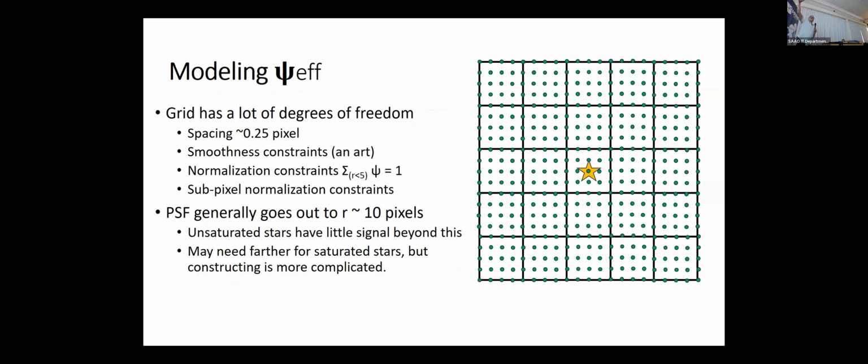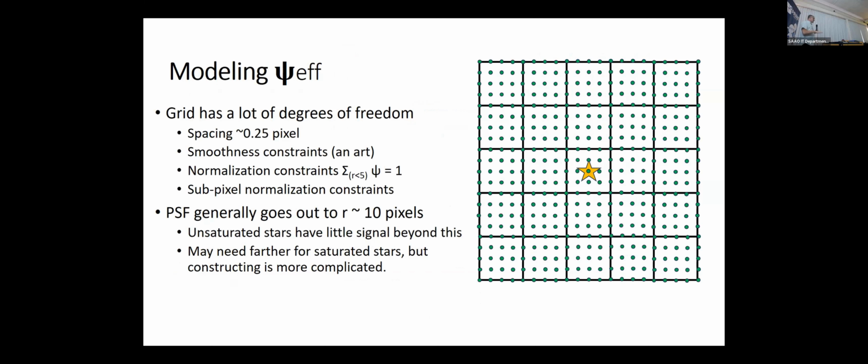So basically, for HST, I sample in every quarter of a pixel in X and Y. That gives you 16 samplings per pixel. This has a lot of degrees of freedom. So you need to put in a lot of different normalizations, smoothness constraints. You don't want the PSF varying chaotically from one grid point to another. Normalization, you want to have a total flux of 1 within a certain aperture.